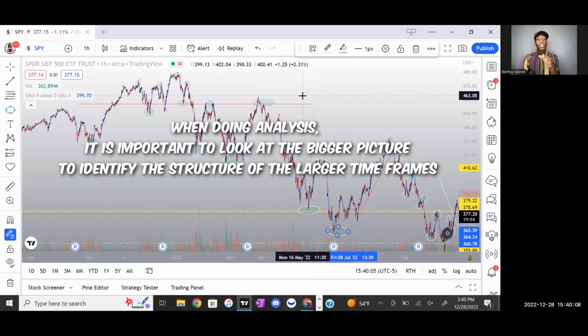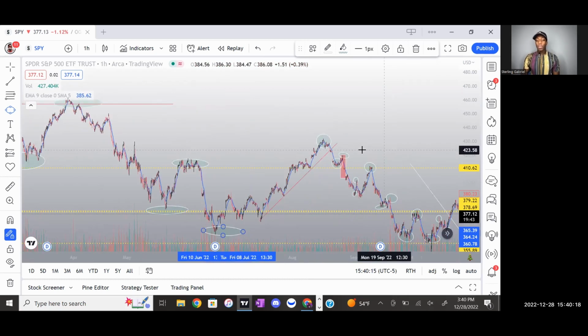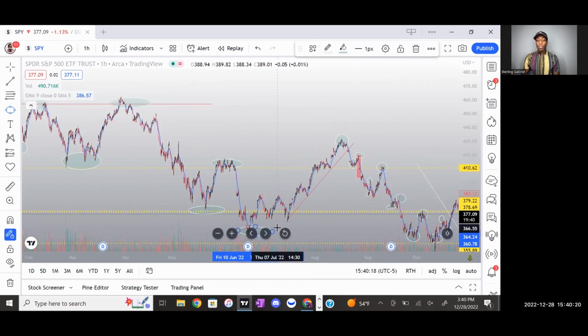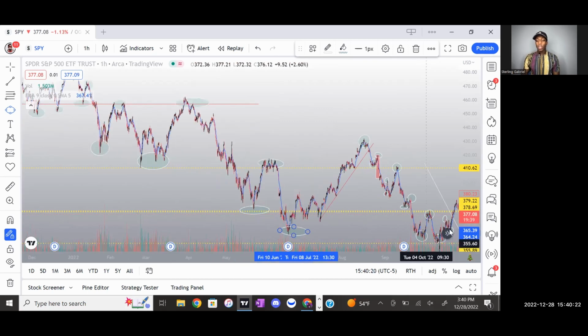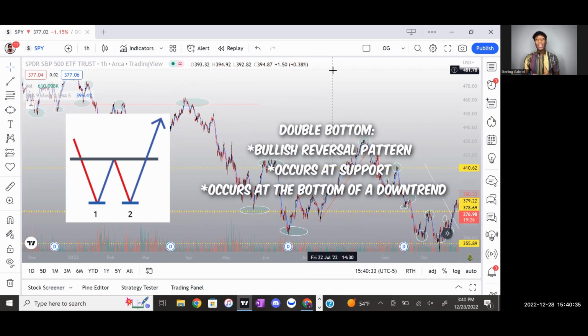When identifying charts or when you're doing your analysis, it's important to look at the bigger picture, right? So this is the bigger picture high, bigger picture low, bigger picture lower high, right? Then we came down and broke this level, bigger picture lower low, which is also kind of a double bottom. A double bottom, once again, is a bullish reversal pattern. It occurs at support after a downtrend.